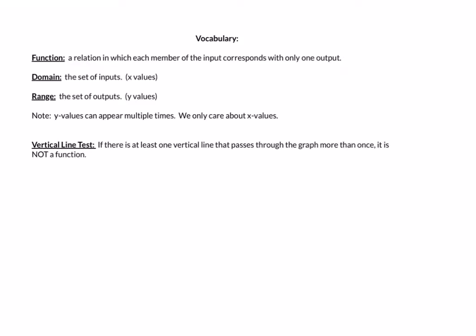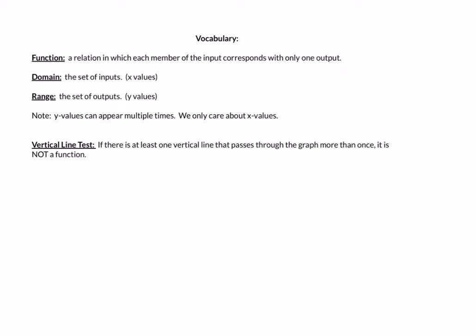So let's go ahead and continue. We have domain. Domain is the set of all inputs. For most of what we're going to look at, these are going to be the x values or the x coordinates. We also have range. Range is the set of the outputs. For most of our cases, this is going to be our y values or our y coordinates. One thing to note is with functions, y values can appear multiple times. We only care about the x values. The x values can only appear once.